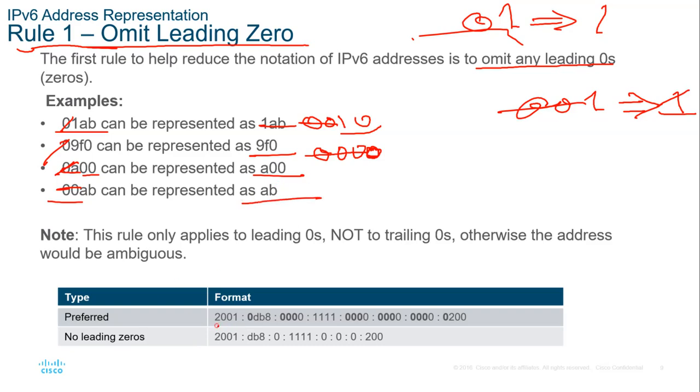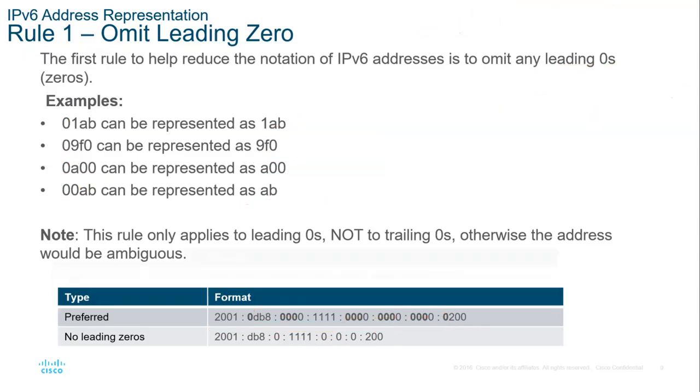So here we have an example. If you go by rule number 1, omit leading 0, so we're going to omit this 0 here, and then this 3, we omit this, and this, and this, then this, and then we remain with this. So when you look at the format so far, it is a bit simpler. It is a bit easier for someone to memorize that address.